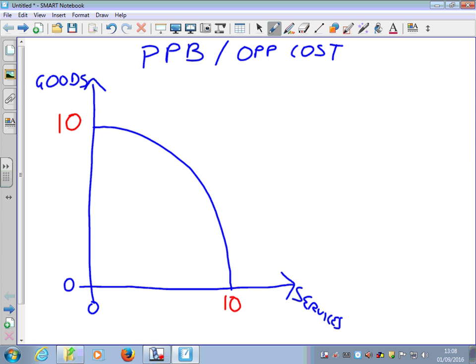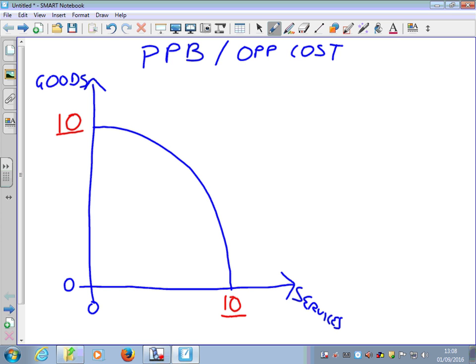Okay, now what this shows me, that if I were to use all my resources just to make goods, then I could produce a maximum of 10 goods. Okay, if I go the other side, if I were to make 10 services, in other words, use all of my resources to make services, I would be able to make 0 goods. Now from the word go, this brings in the idea of the opportunity cost. In other words, what we lose by having to make a choice.